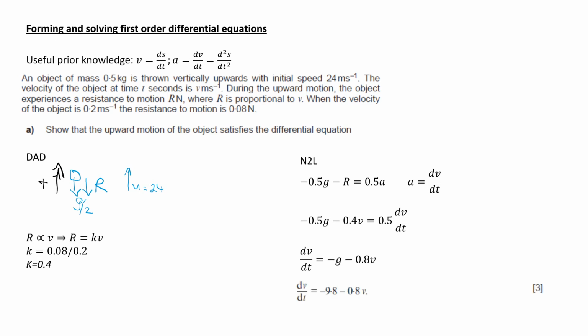And here comes the proper answer, that dV by dt equals minus 9.8 minus 0.8V. g, of course, is 9.8 in mathematics. Might be 9.81 in physics, but it's 9.8 in mathematics because it's nice. So I've got that. I've chosen to use g because I simply would choose to write it. 3 marks for this question.